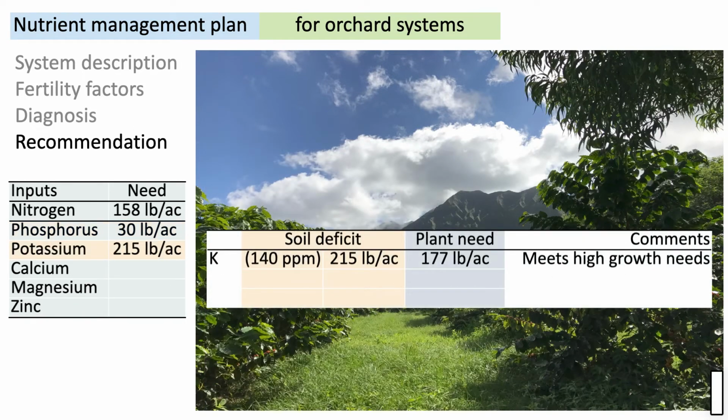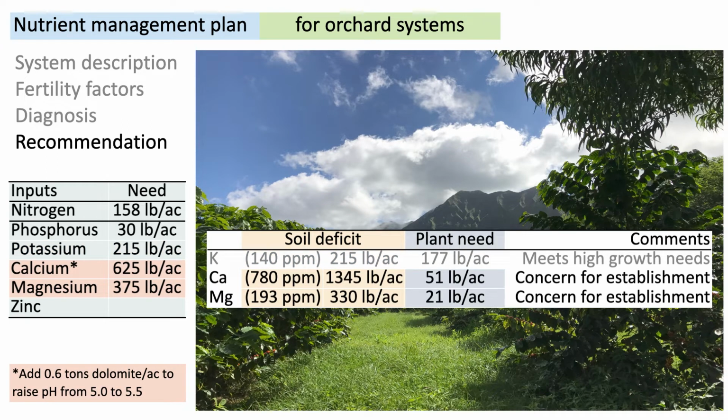Okay, for potassium, so here you can see that the plant need is 177 pounds per acre. That's actually more than the nitrogen. Nitrogen was 158, so it has a higher demand for potassium. And then for soil deficit, so the soil test said 140 ppm. In order to use that second approach to make it up to that sufficiency level, we would need to add 215 pounds per acre. And so if we go for the soil test approach, we meet the high growth needs as well.